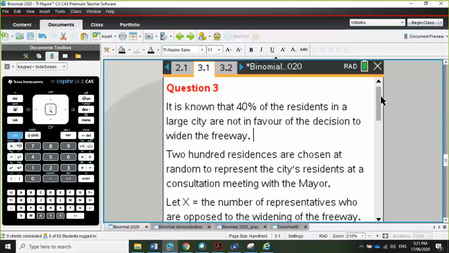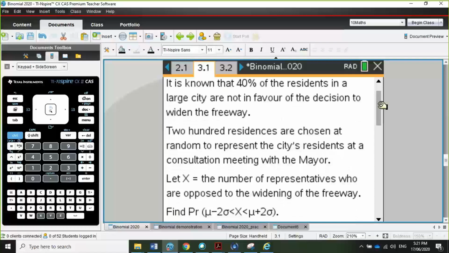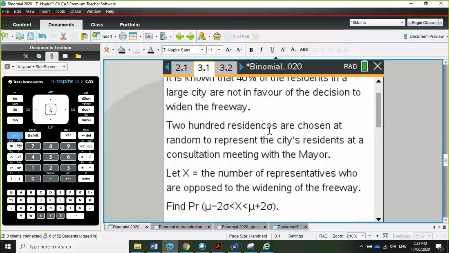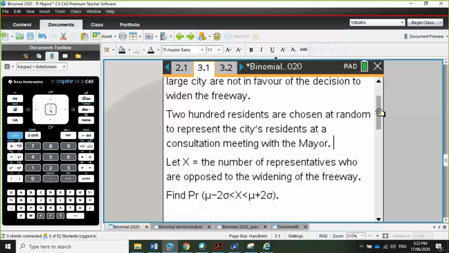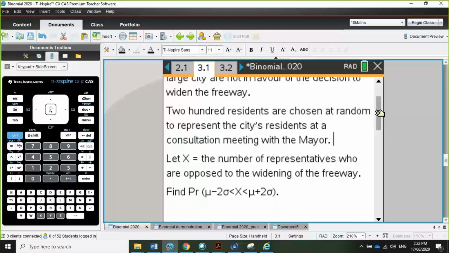So in this question, it is known that 40% of the residents in a large city are not in favour of the decision to widen the freeway. 200 residents have been chosen at random to represent the city's residents at a consultation meeting with the mayor. Okay, 200 people. Let X equal the number of representatives who are opposed to the widening of the freeway.